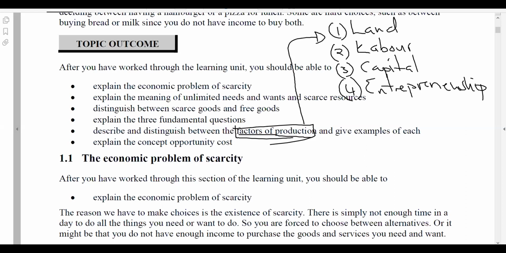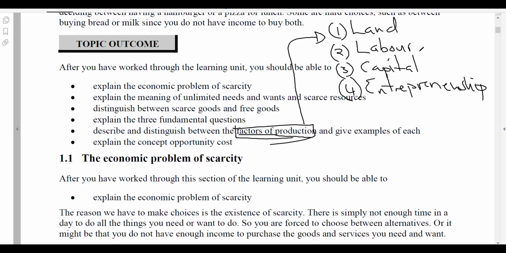Resources which are used up during the production process. Land, like I said before, has to do with anything that is found in nature that can be used to produce something. So land consists of the actual land. It can consist of air that we breathe. It can consist of water. It also consists of trees, the minerals that we can dig from the underground, gold, diamonds, silver, iron, etc. They are classed under land.